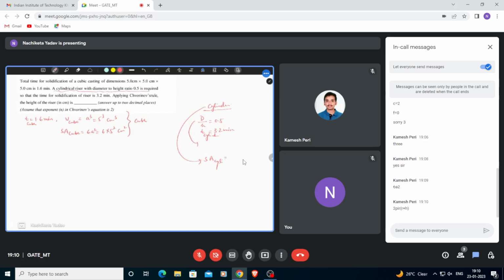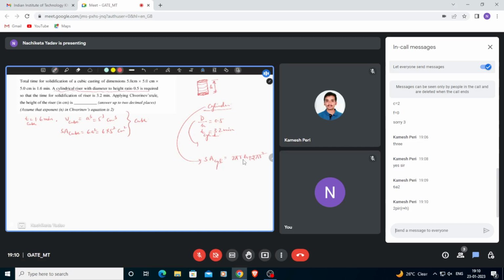Surface area. Suppose this is a cylinder. So what will be the surface area? This area and this area, right? Yes. 2 pi r into h, where h is height and r is radius, plus pi r square. This is the top surface and bottom surface, so 2 into pi r square.